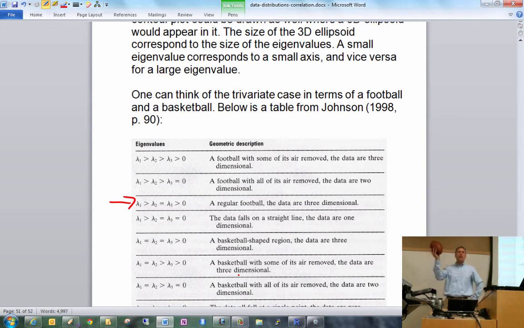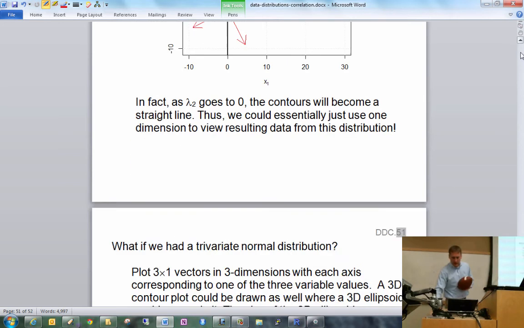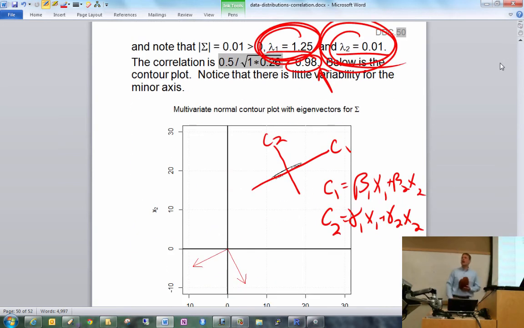Now, if I remove a little bit of air from this football, what's going to happen? Well, now the eigenvalues for lambda 2 and lambda 3 are no longer going to be exactly the same. Let's say I remove all the air from this football, if I could crunch this down, so that you basically only have this in 2 dimensions. What do you think lambda 3 will be? 0. And we're going to see the equivalent of what we saw for the bivariate case, where we lose essentially 1 dimension.